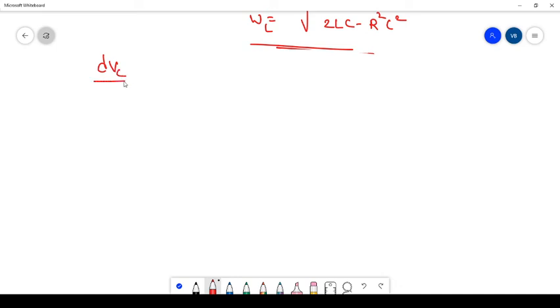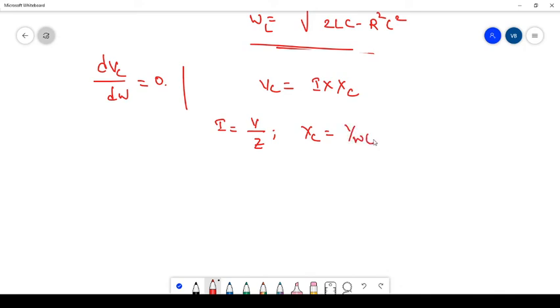That is dVc by d omega is equals to 0. But what about Vc? Vc we can write as total current into the reactance of the capacitor, that we are going to write as Xc. But we already know that I is equals to V by Z. What is Xc? That is the reactance of the capacitance, that we are going to write as 1 by omega C. We are just considering capacitance, so here we are not taking any negative sign. Okay, 1 by omega C.